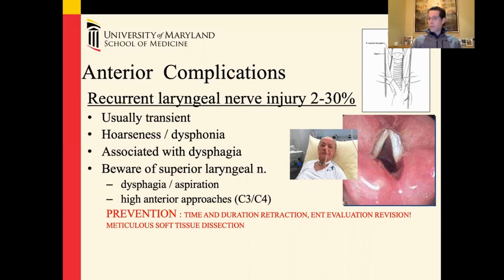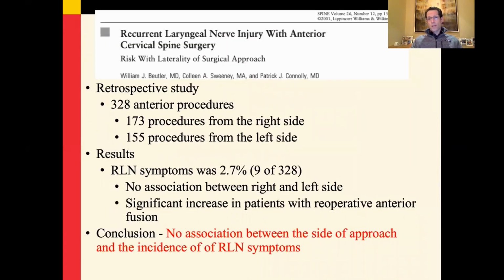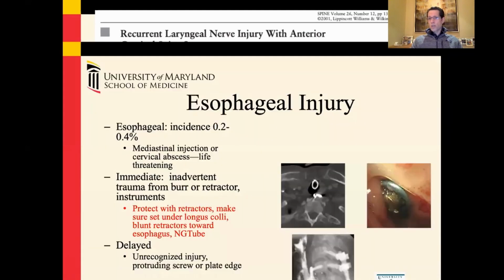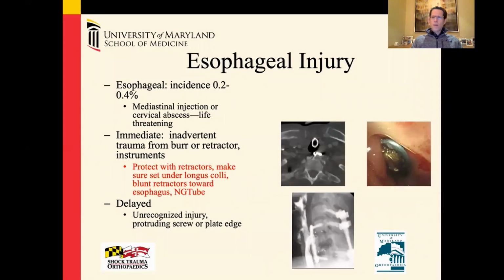And I think in complex revision situations, bringing in an ENT evaluation to help you with the approach can be dramatically helpful in getting a successful outcome. In primary cases, there's probably no association between the side of the approach and the incidence of recurrent laryngeal nerve injury. What about an esophageal injury?